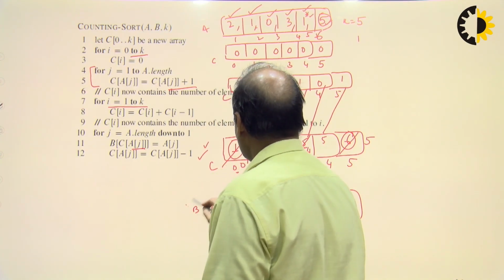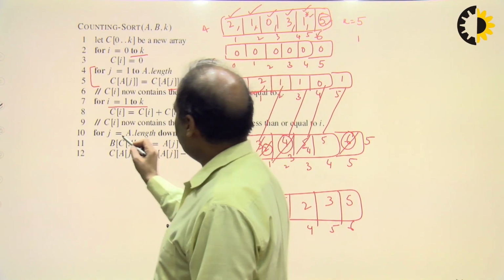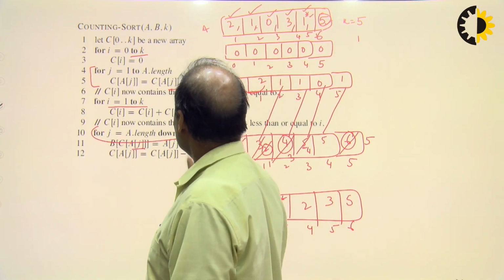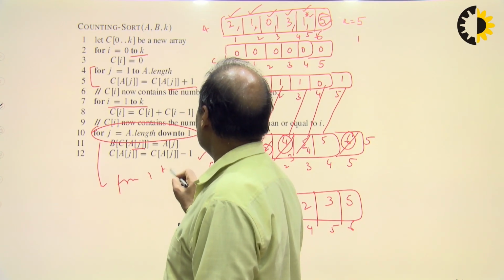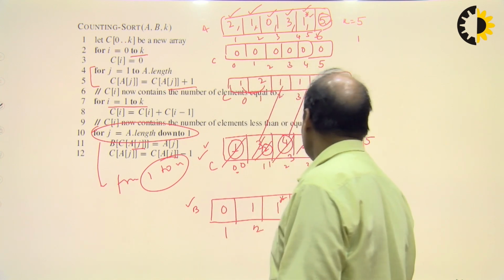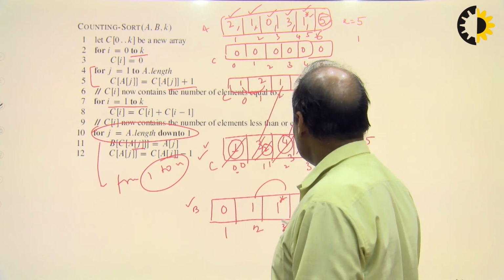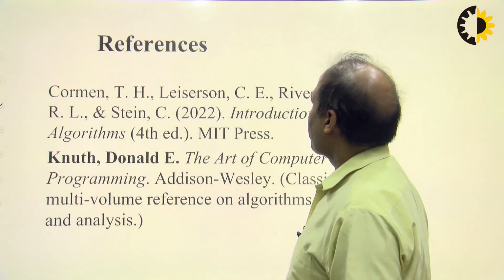You will see that the B array is totally sorted, right? There is one important thing: if you change the loop direction from 1 to n, the array will still be sorted, but it will not be stable. It may change the order of equal elements, right? So yes, you see, these are the references.